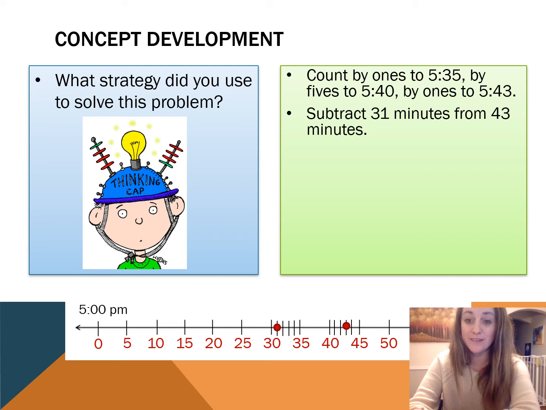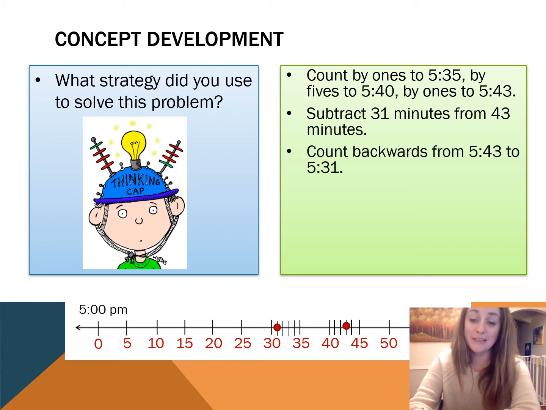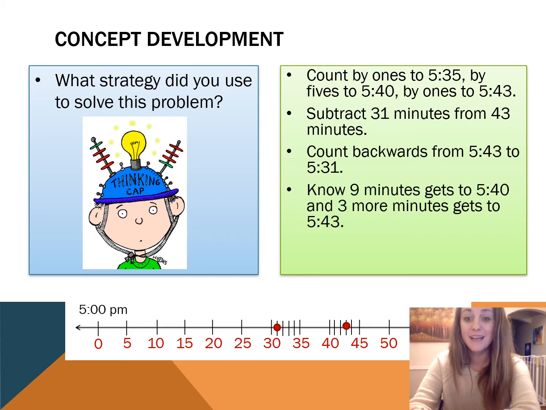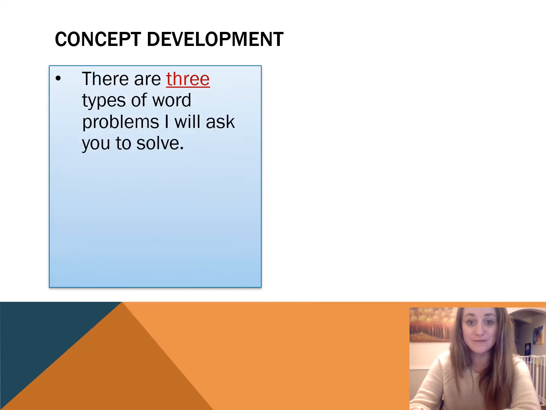You could have also subtracted 31 minutes from 43 minutes. And you could have counted backwards from 5:43 to 5:31. Nine minutes gets to 5:40, and 3 minutes gets to 5:43. Add a 10 and ones. There were several strategies that you could have used.